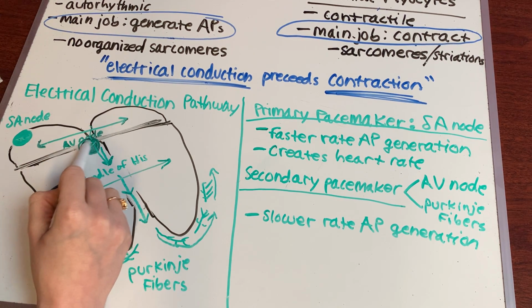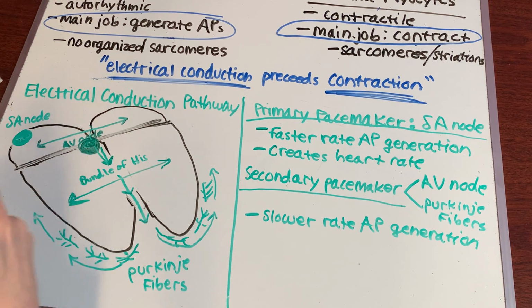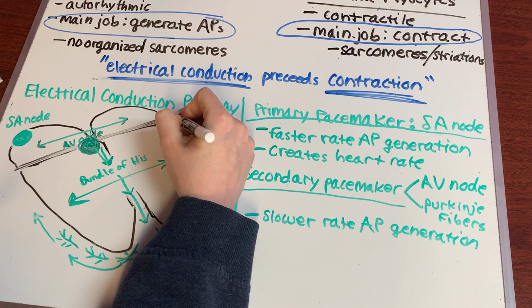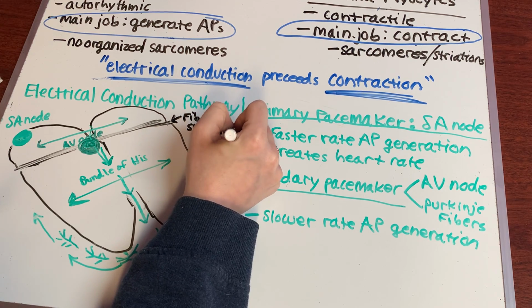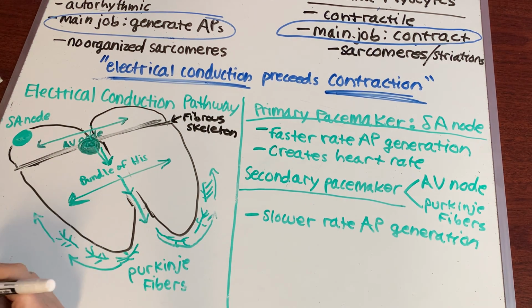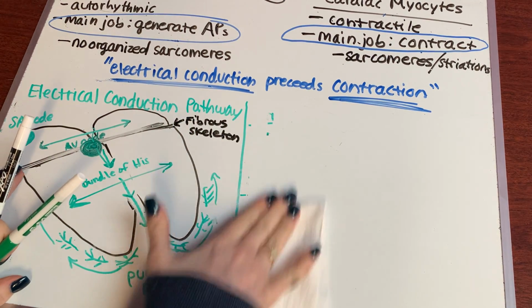If we didn't have this AV node, we wouldn't be able to do that because this fibrous skeleton wall is in the way. It's just a barrier, and there are no gap junctions in it. So that's really what we mean when we say functional syncytium. I am going to put a little definition over here.